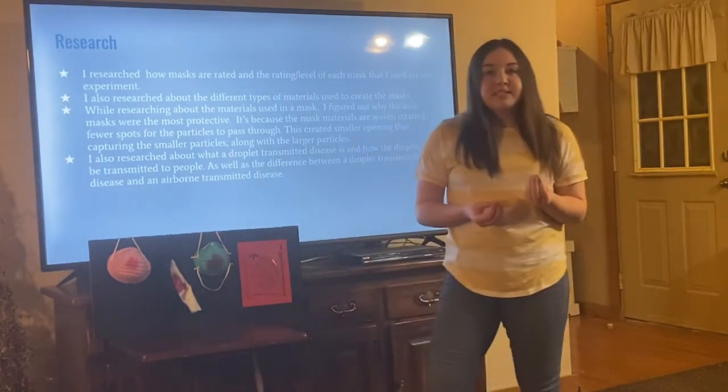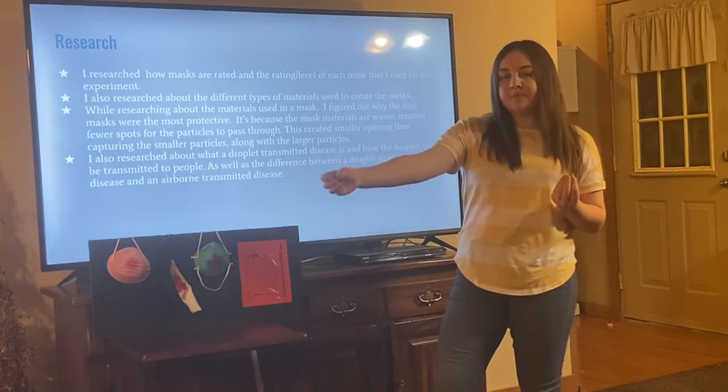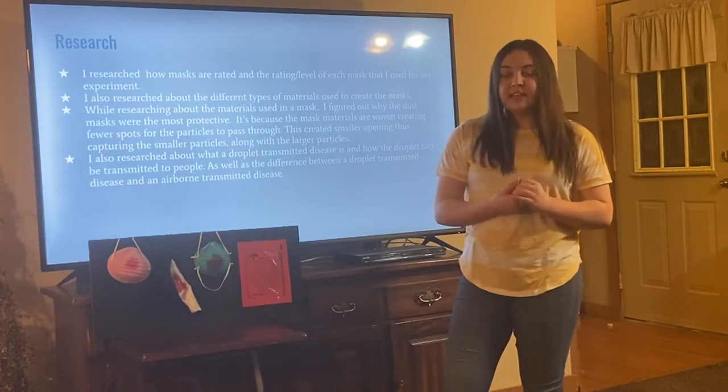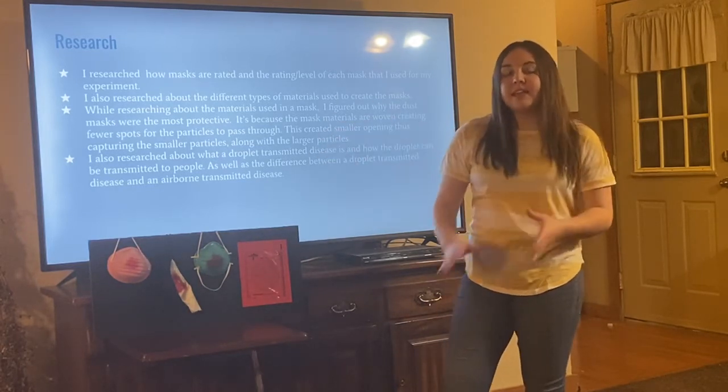I also researched the difference between a droplet transmitted disease and an airborne transmitted disease. So the droplet disease is heavier, making it drop before it goes too far. An airborne disease is a smaller particle, making it go farther into the air and last longer.